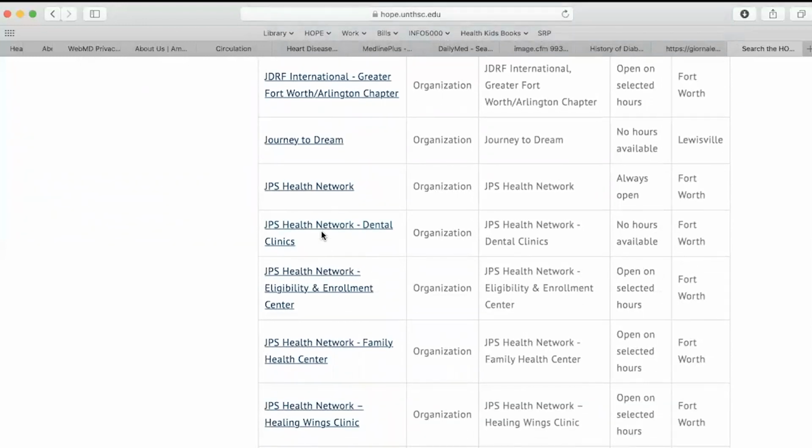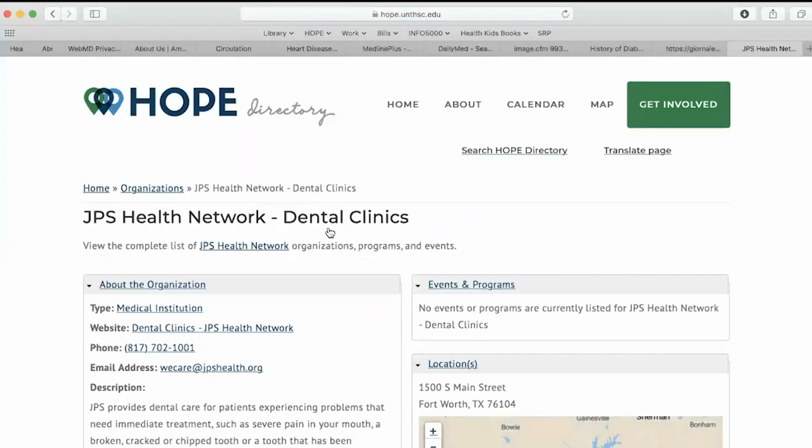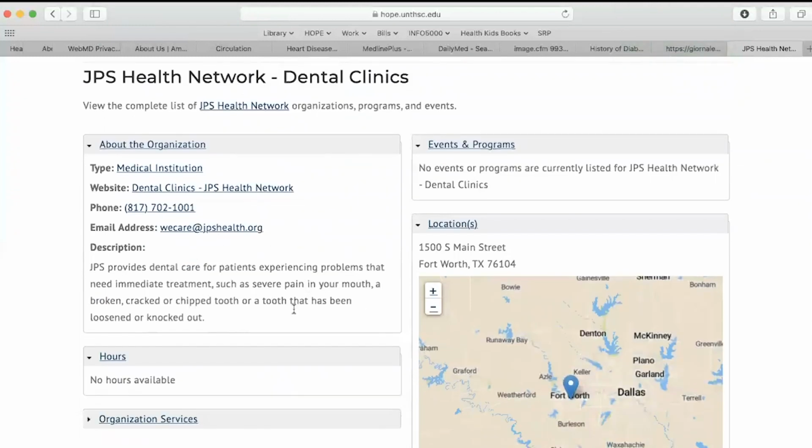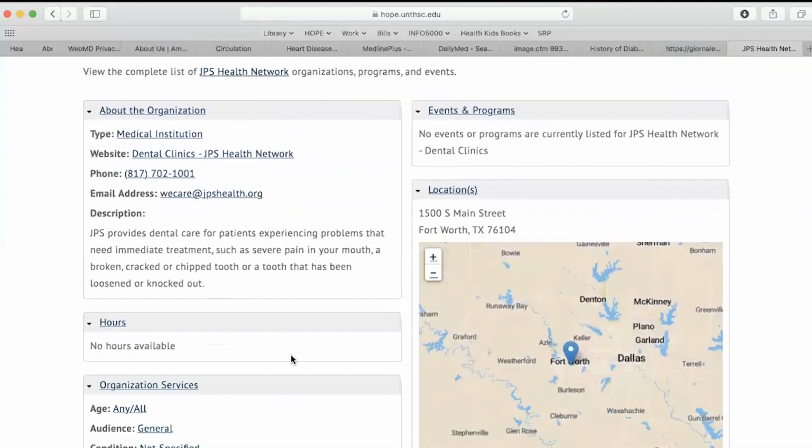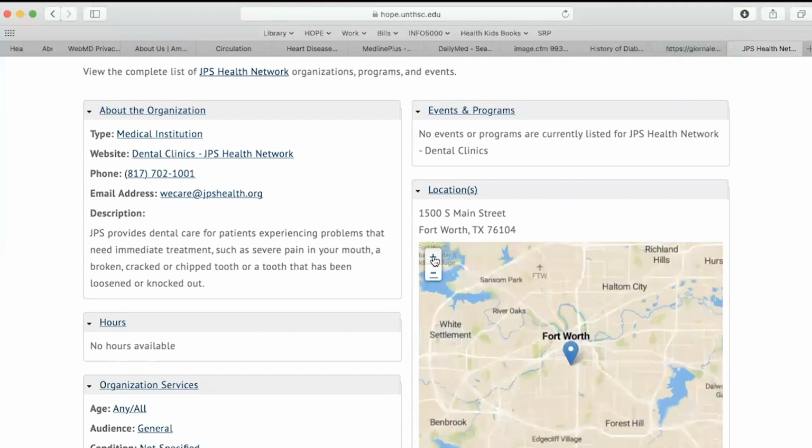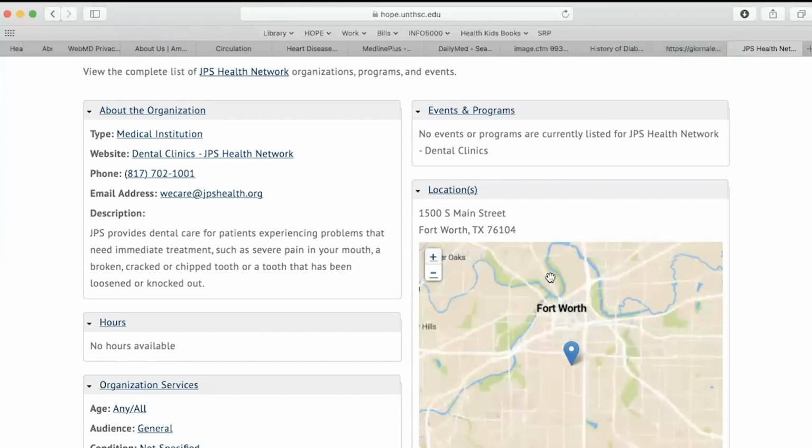So we'll look at the JPS Health Network Dental Clinic. So again, it'll say even more details about them, about their organizational services, who they serve. You can see where it's located and look closely. You can find them there.